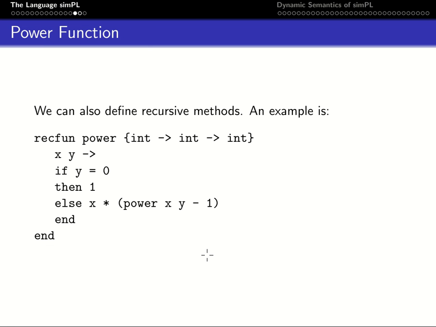Cool. Let's look at recursion a little bit. So one way to compute power, the power of a number raised to another number. How do we do that? We take the two numbers, and if the exponent is 0, then the result is 1. Otherwise, we multiply x with the recursively applied power of x and y minus 1.